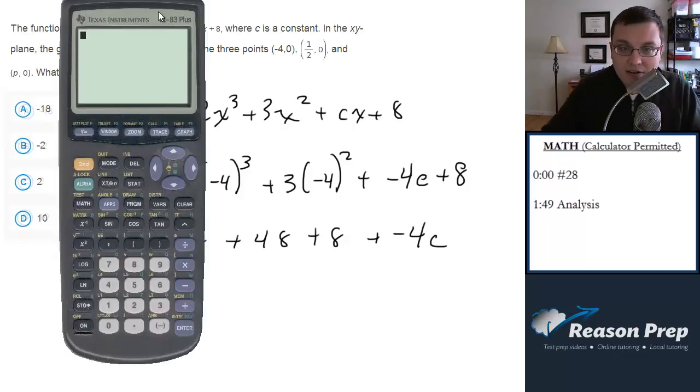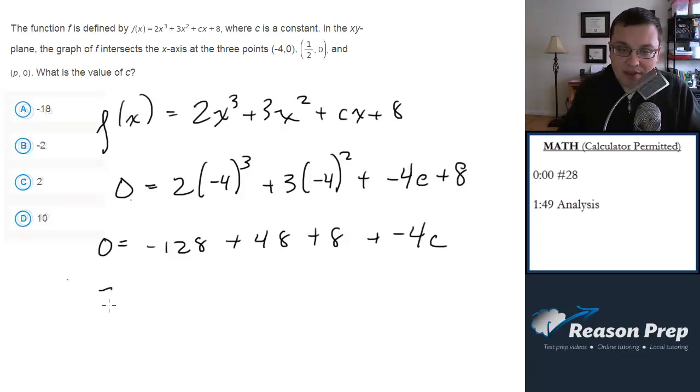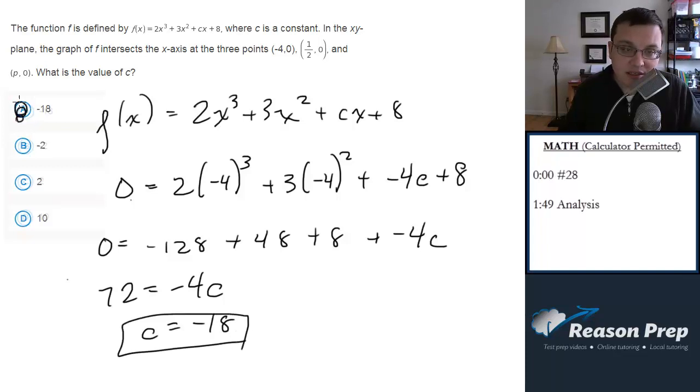So we get negative 128 plus 48 plus 8, which is plus 56. So we get negative 72. We'll bring that over. We get 72 equals negative 4c. Divide both sides by negative 4, and we get negative 18, which is the answer.